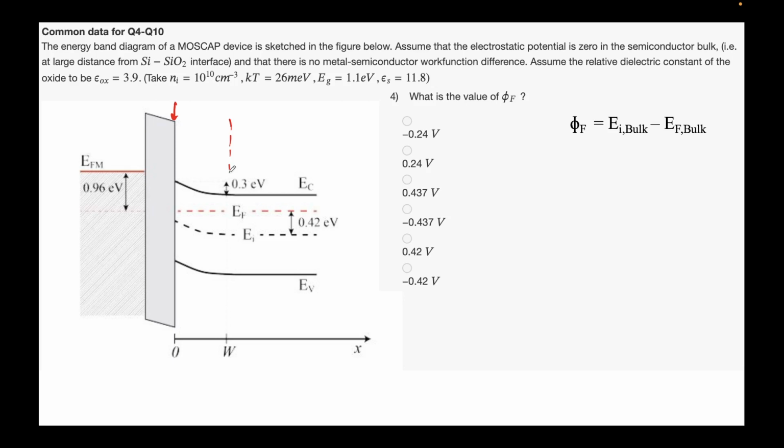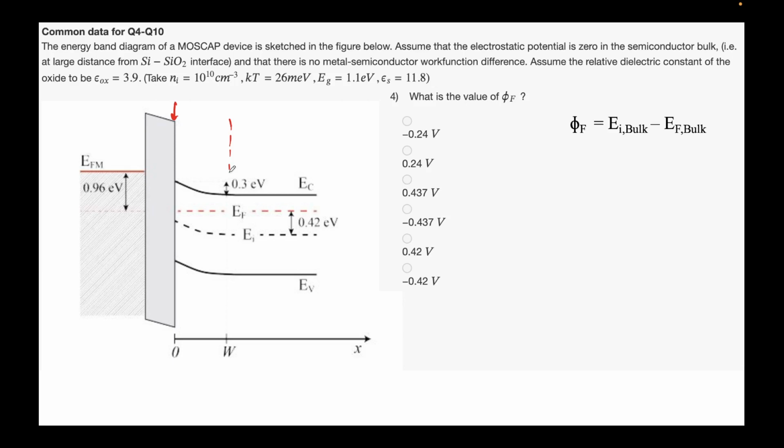You can clearly see that Ei bulk is lower than Ef bulk. So this will be minus 0.42 eV. Ef is higher than Ei, hence this whole quantity will be negative. So phi f is minus 0.42 eV. Options are given in volts, so they're not talking in terms of energy but voltage. So you just drop the e, the electronic charge, and what we get is that phi f is minus 0.42 volts.